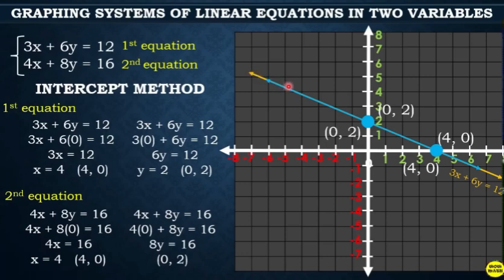By the way, ilagay muna natin yung equation. Ito po siya. So, itong blue, this is the graph of 4x plus 8y equals 16. Itong orange, this is the graph of 3x plus 6y equals 12. Now, this time, as you can see, ang graph ng dalawang equations natin ay nasa pareho, same, exactly the same.